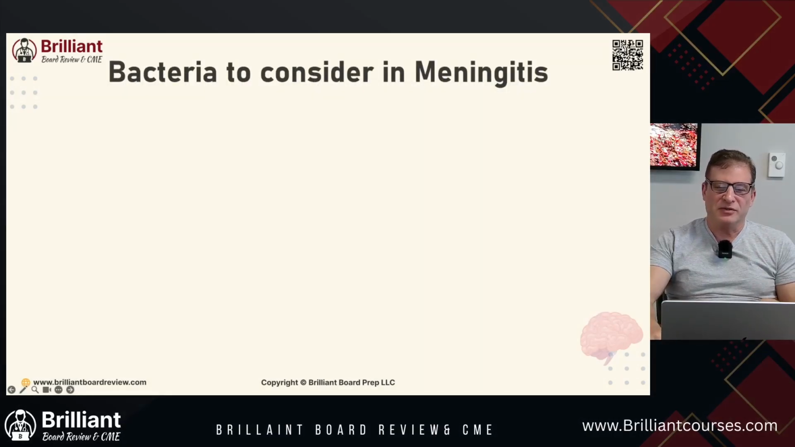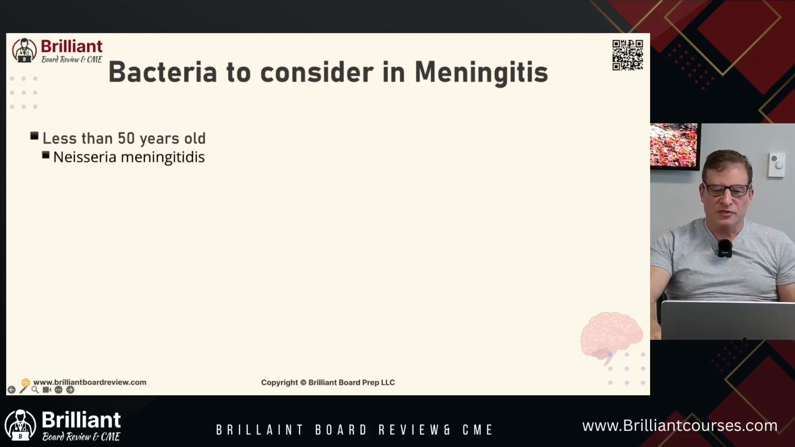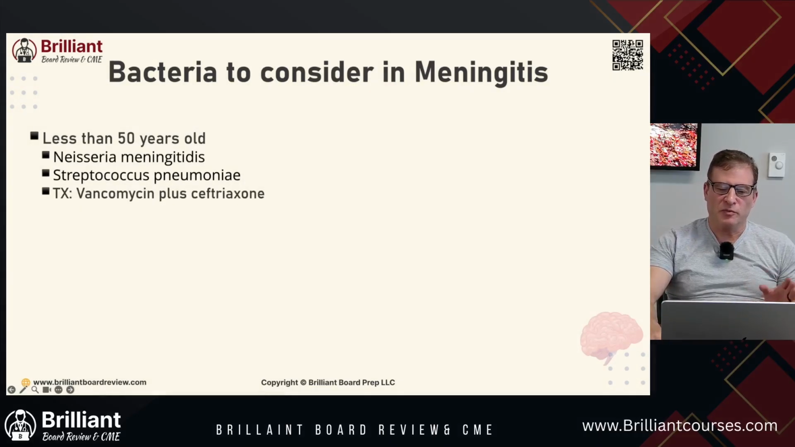Bacteria to consider in meningitis. Less than 50 years old, Neisseria meningitidis, Streptococcus pneumoniae, and the treatment would be vancomycin plus ceftriaxone. The ceftriaxone dosing is specifically 2 grams every 12 hours.